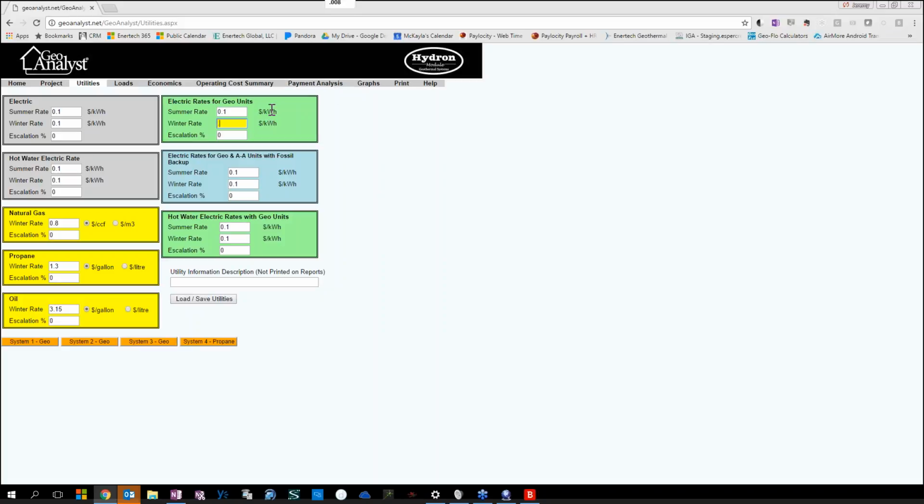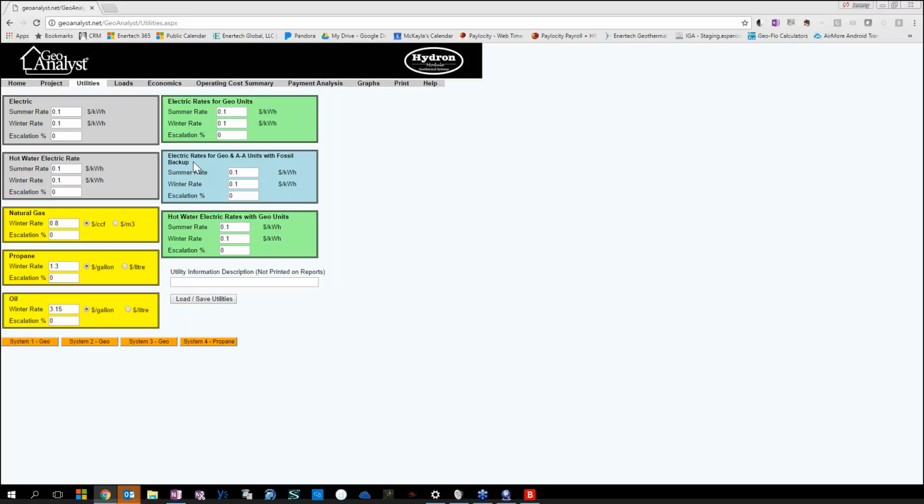So my winter rate would be 0.075. My summer rate would be 14 cents, and that's going to basically log all my air conditioning runtime at 14 cents a kilowatt, all my heating runtime at 7.5 cents a kilowatt, just to show you for that example. But today, I do want to leave everything at 10 cents a kilowatt just to keep it clean.